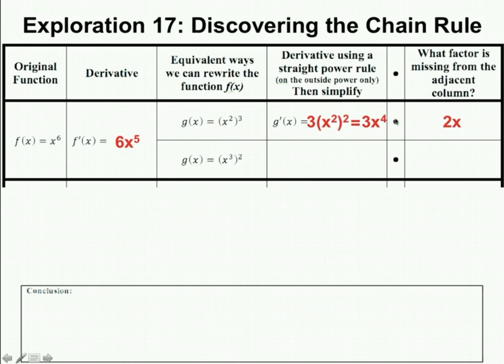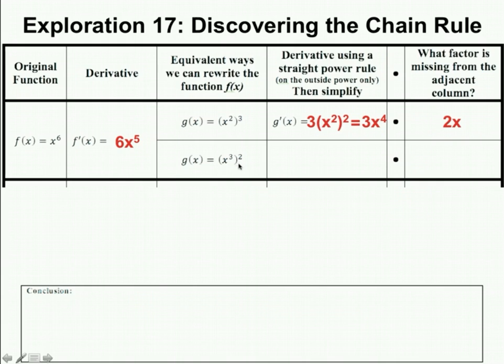And so if we had this extra factor of 2x and we multiplied it by 3x to the 4th, then we'd get 6x to the 5th. So we're missing that factor. So we have to figure out how we can incorporate this factor so that we can get the right answer.